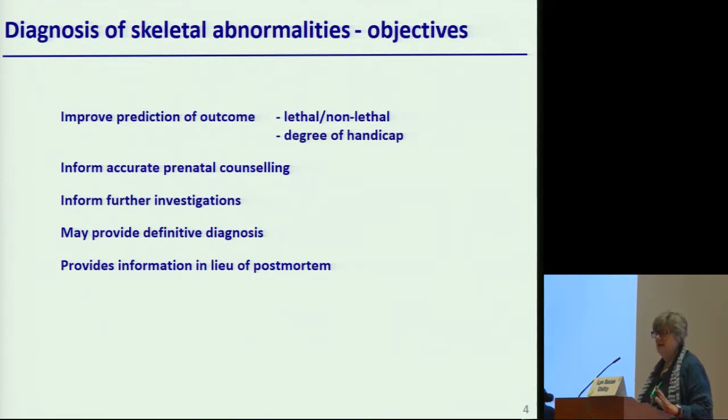So why do we try and make a diagnosis? Our objectives in diagnosing skeletal abnormalities are to improve the prediction of outcome. For generalized skeletal dysplasias, is this going to be a lethal abnormality or a non-lethal one? For other abnormalities, what is the degree of handicap going to be? So diagnosis helps us inform accurate prenatal counselling, and it informs further investigations that we should consider. And of course, our antenatal ultrasound scan may provide a definitive diagnosis, and it may provide the only information that we have, particularly when parents decline post-mortem.